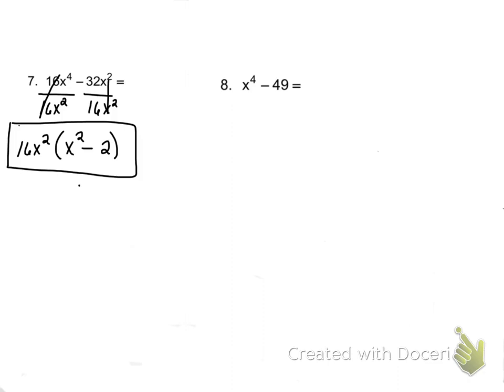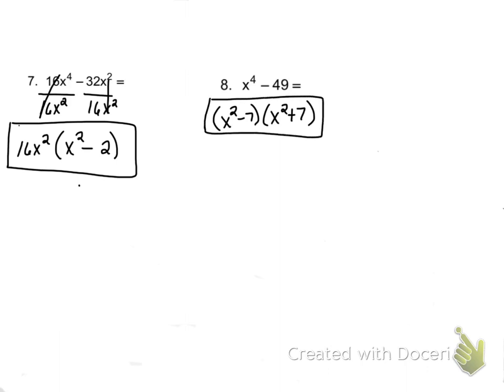And the last one, this is a difference of squares because I can take the square root of x to the 4th and the square root of 49. So that's going to be x squared minus 7 and x squared plus 7. But in this case, again, I can't go another step and factor it again as a difference of squares like I did in those last two problems on the other page because I can't take the square root of 7. So this is your final answer.